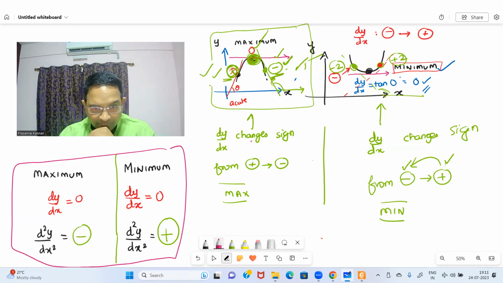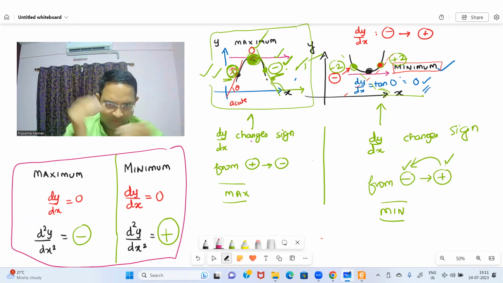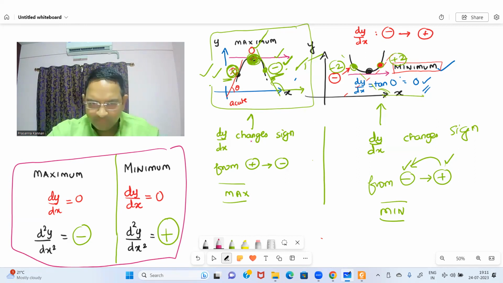What is your second step? The second derivative, d square y by dx square. You find the second derivative. You just verify whether you are getting what? A positive answer or not. If you're getting a positive answer, it's the minimum value.